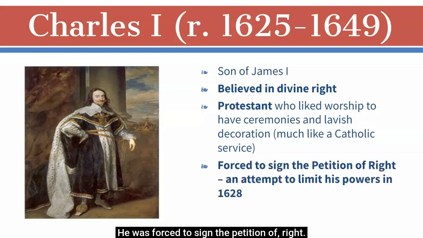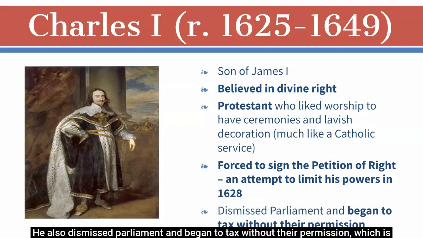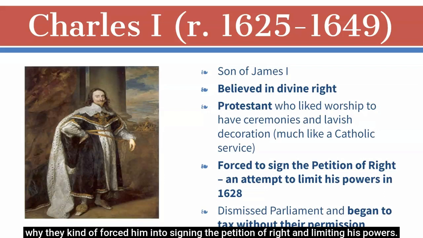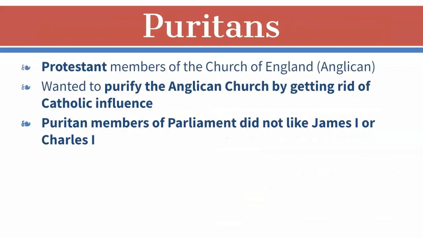He was forced to sign the Petition of Right. This was an attempt to limit his powers in 1629. He also dismissed Parliament and began to tax without their permission, which is why they forced him into signing the Petition of Right and limiting his powers.